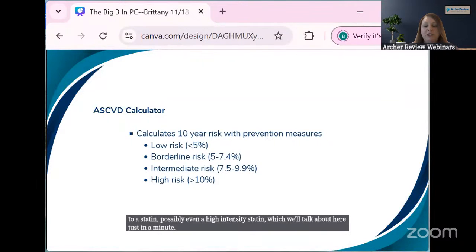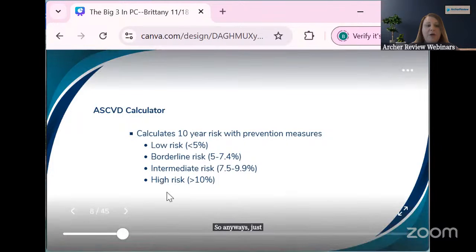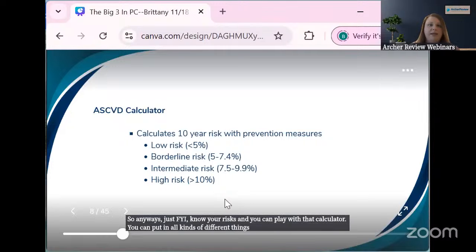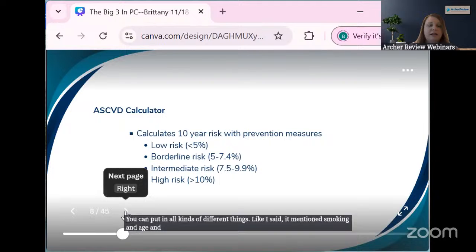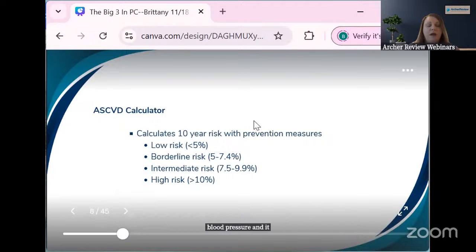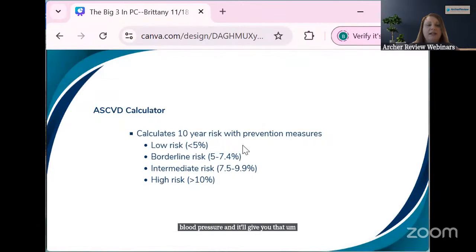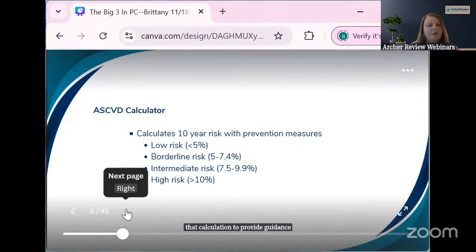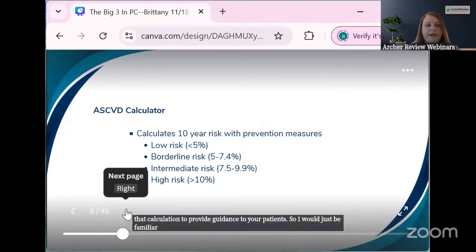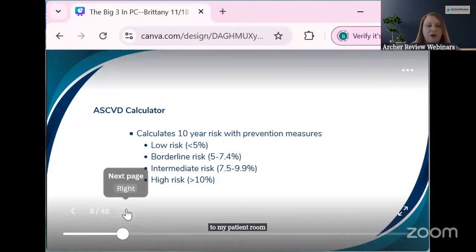So anyways, just FYI, know your risks, and you can play with that calculator. You can put in all kinds of different things. Like I said, it mentions smoking and age and blood pressure, and it'll give you that calculation to provide guidance to your patients. So I would be familiar with that before I went into my patient room to have a cholesterol talk.